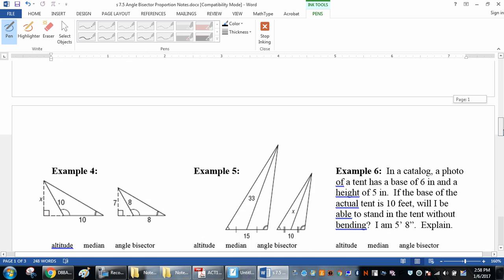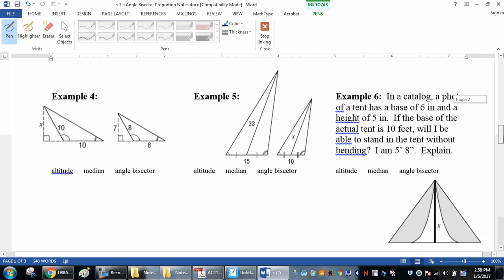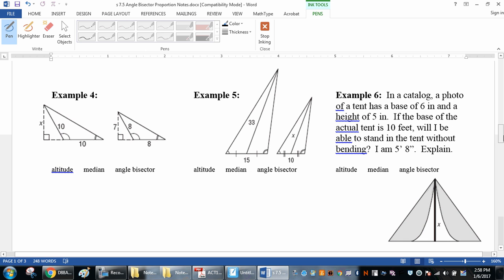All right, examples 4, 5, and 6. Okay, same exact thing. Now this is weird. Remember, the altitude does not have to be inside the triangle. In an obtuse triangle, the altitude will be outside.